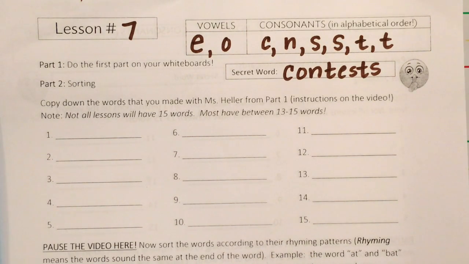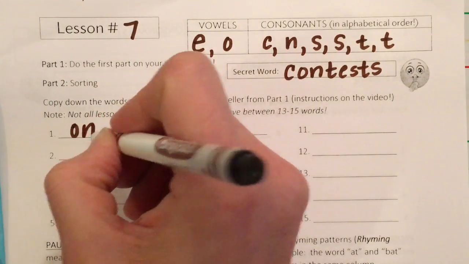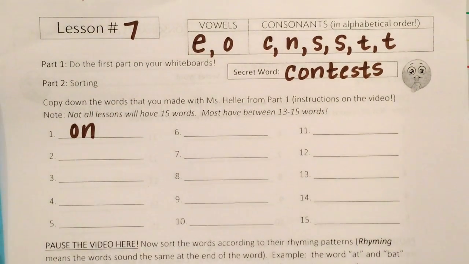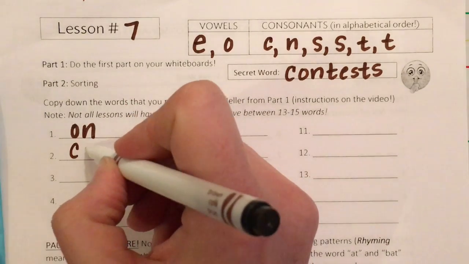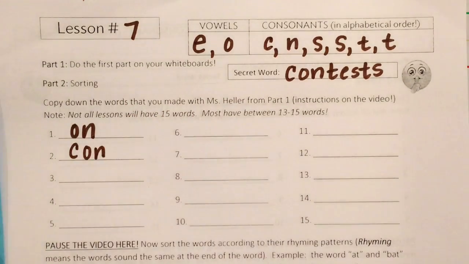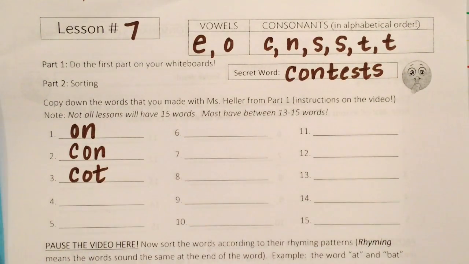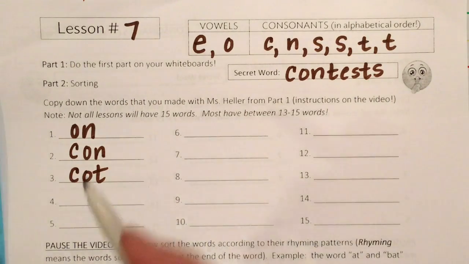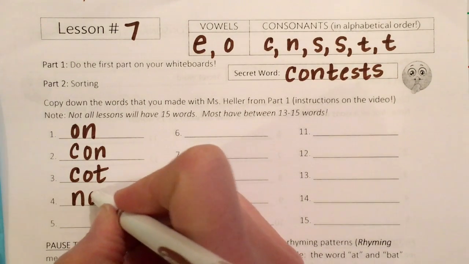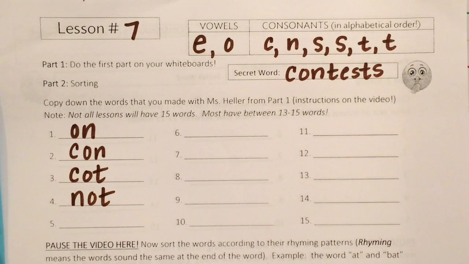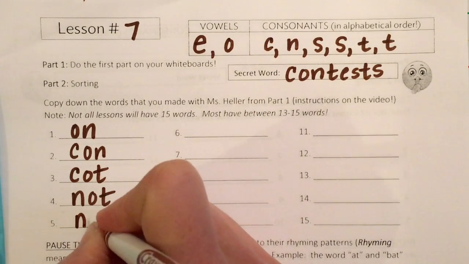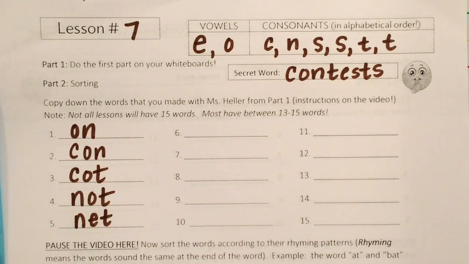All right. Number 1 is the word on, O-N. Then we added one letter to make the word con, C-O-N. Then we changed one letter to make the word cot, C-O-T. Then we again changed one letter to make the word not, N-O-T. Again, we changed one letter, this time the vowel, to make the word net, N-E-T, net.